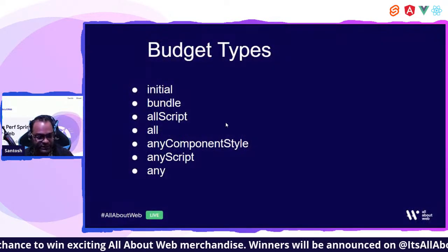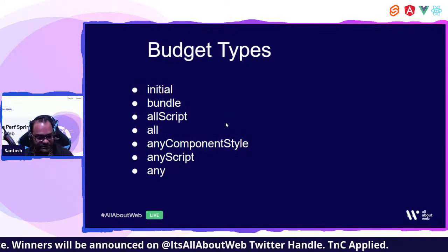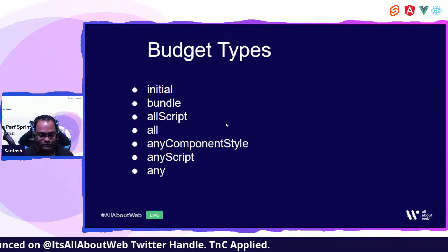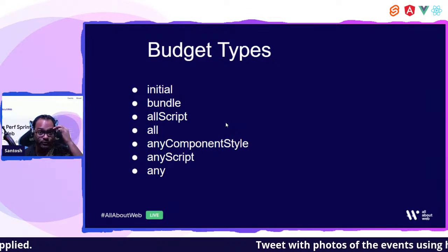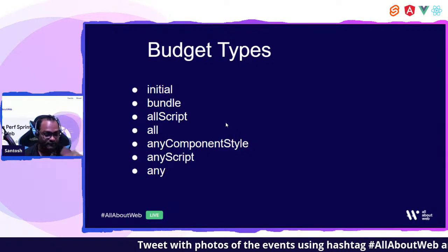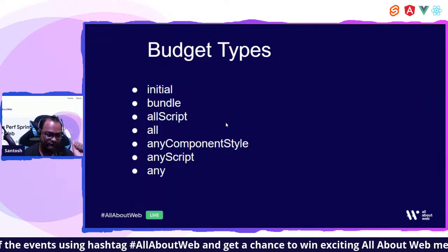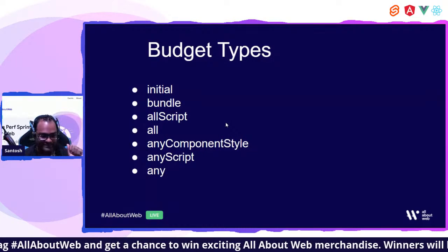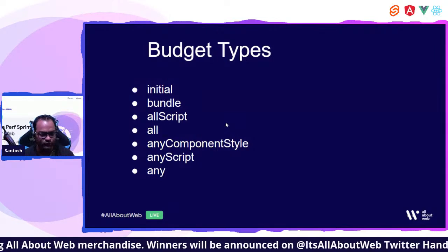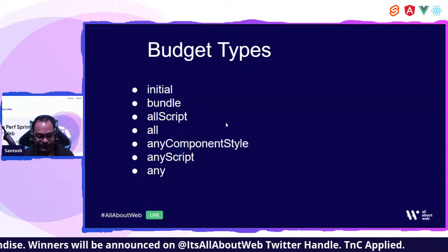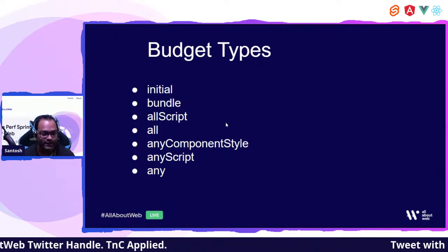So you have initial bundles, so you have bundle size, so each bundle should be this much, and all scripts. If you remember, you can also use the scripts option to include all the scripts, so you can mention all scripts should not go beyond, let's say, 100 KB, which is external scripts. If you want to set the entire application size, you can go ahead and say all. Let's say I don't want my entire app to grow beyond 6 MB. I can just say, okay, don't go beyond 6 MB, otherwise I'll fail.